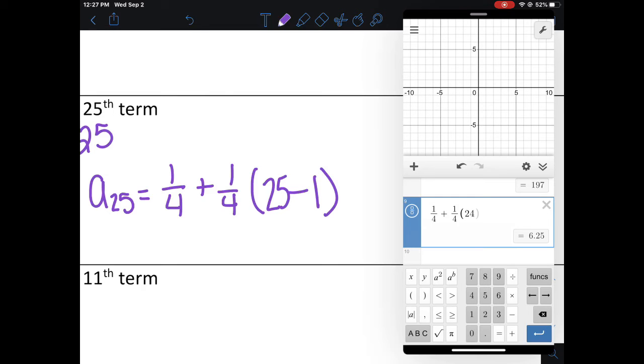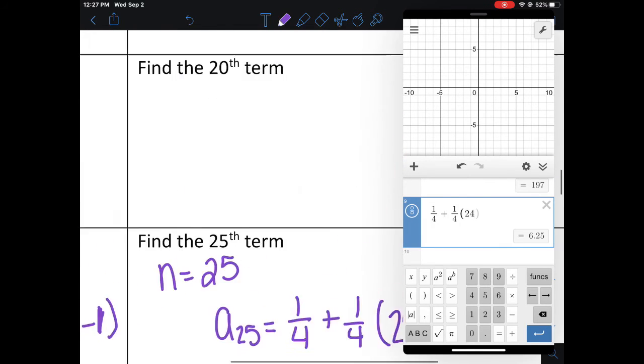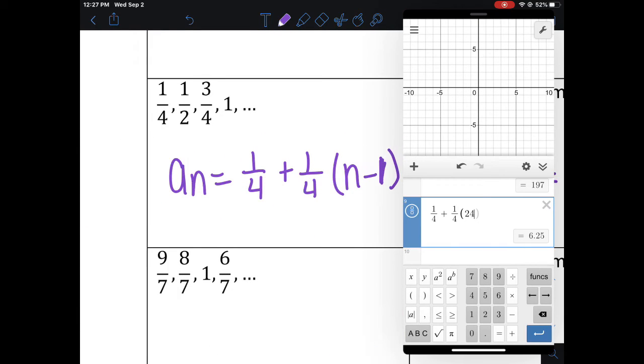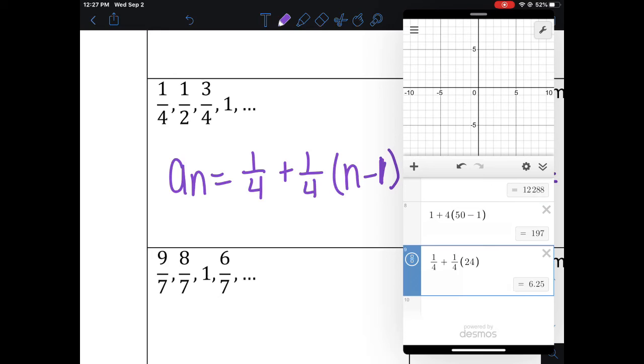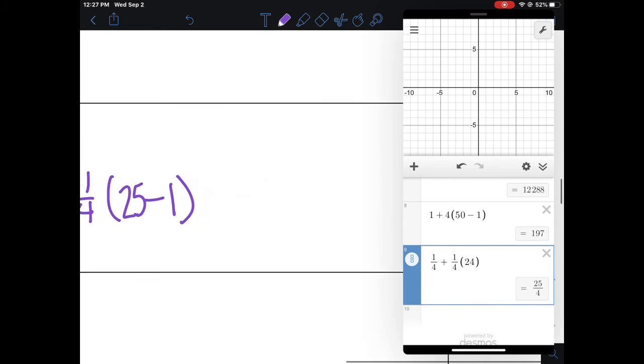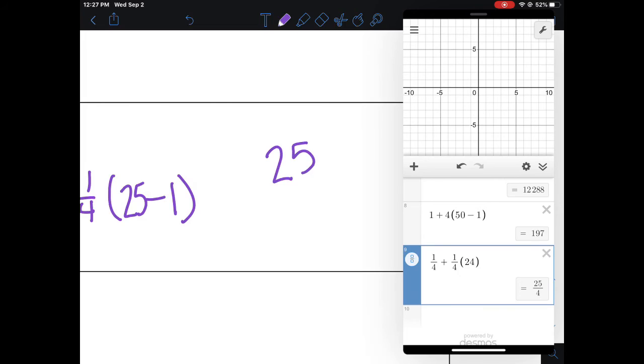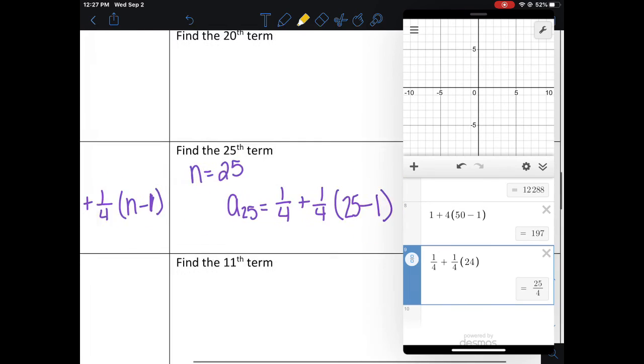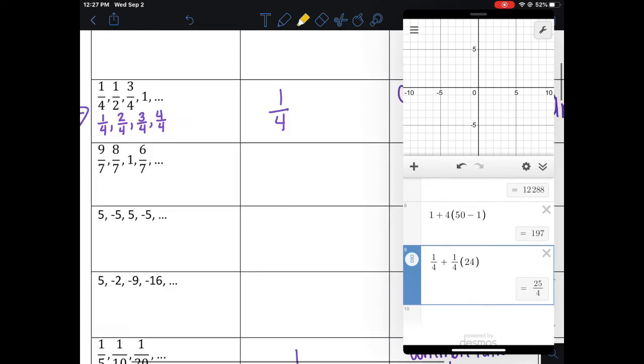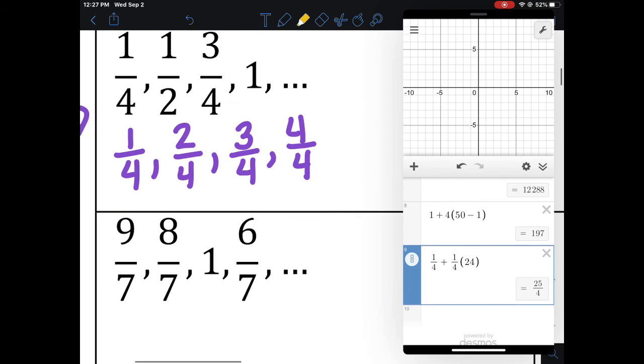And I get 6.25. Well, the whole sequence was as a fraction. I don't want a decimal. So I'm going to hit the fraction button to give me a fraction. 25th term is 25 over 4. Okay, kind of makes sense because notice, first term, 1/4. Second term, 2/4. Third term, 3/4. Fourth term, 4/4. Seeing a pattern here? Makes sense. 25th term will be 25/4. Okay?